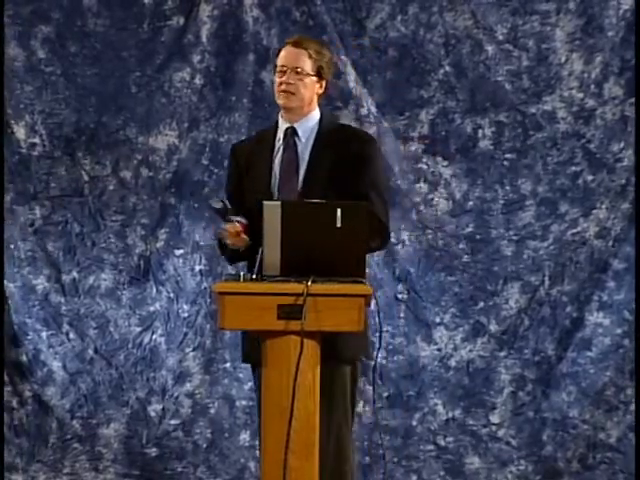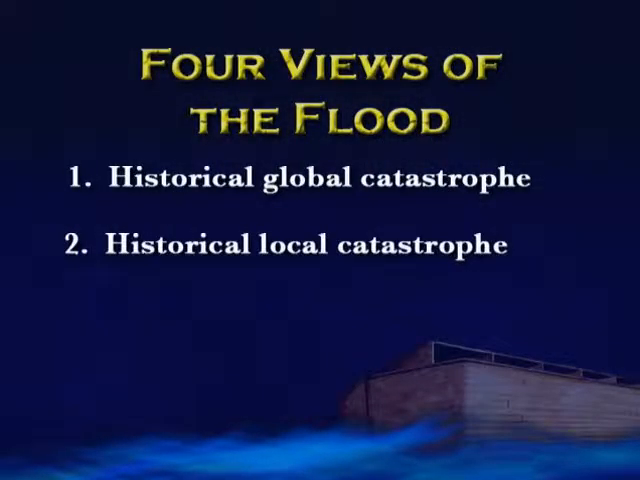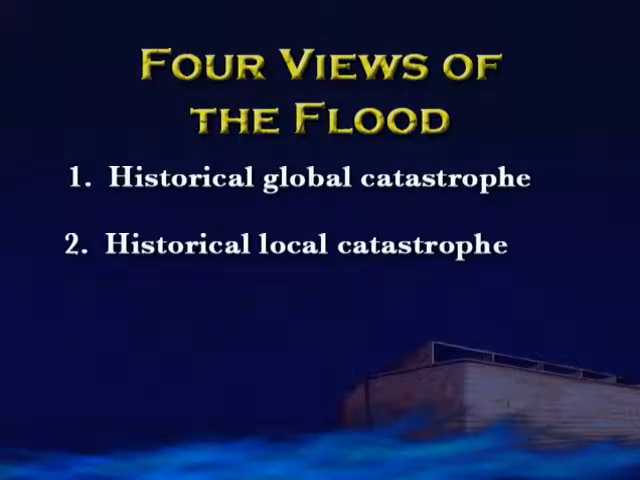Now that view was the universal belief of the church for 18 centuries. But in the early 19th century, when the idea of millions of years was born, that view began to be rejected, and it was replaced by some other views. One view was that the flood was a historical, local catastrophe. It really happened in time-space history, but it was localized in the Mesopotamian valley of the Tigris and Euphrates rivers, modern-day Iraq. And it was just described in Genesis in exaggerated language.